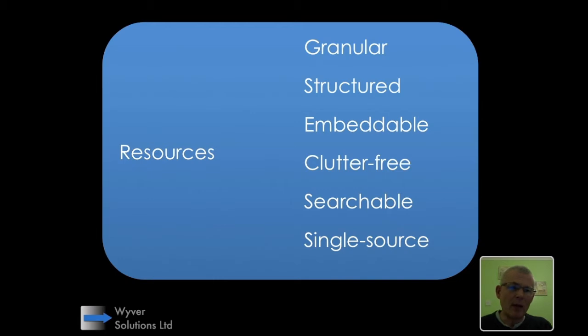And finally, they should be ideally single source. So you only need one copy of any particular resource, not multiple copies. And ideally, those resources should be able to be produced in multiple formats from the one source. So from producing a website, an ebook or PDF.